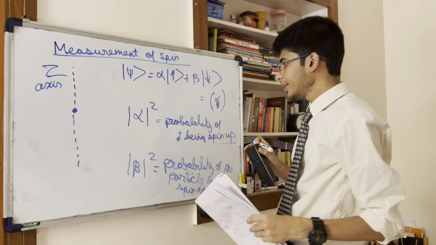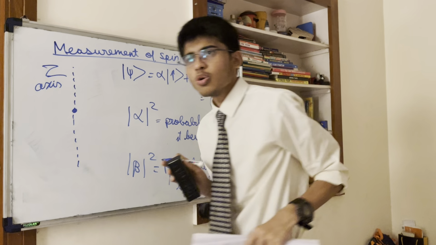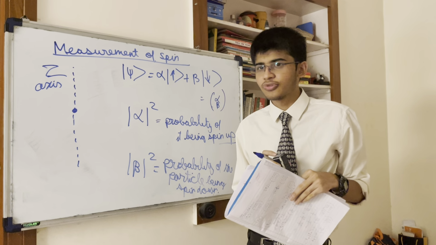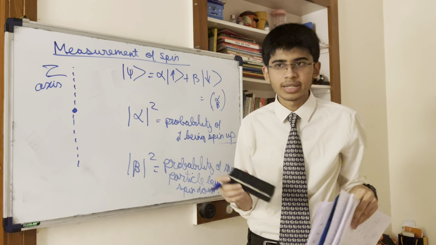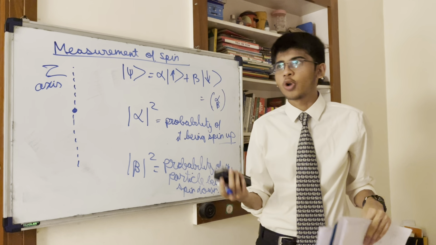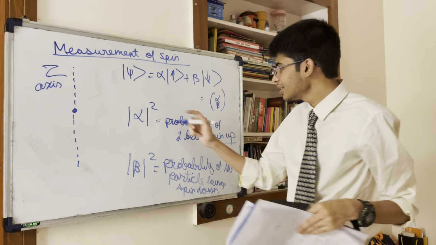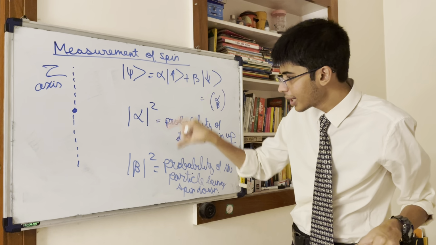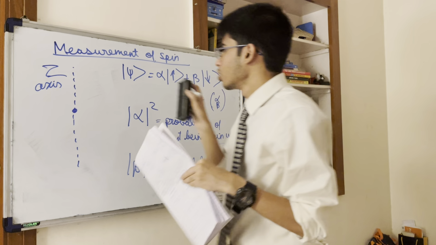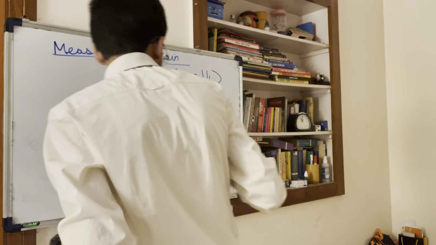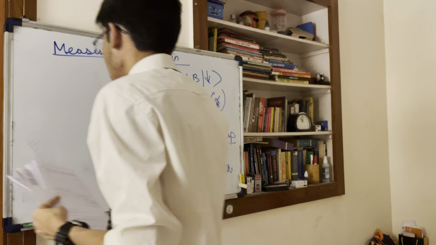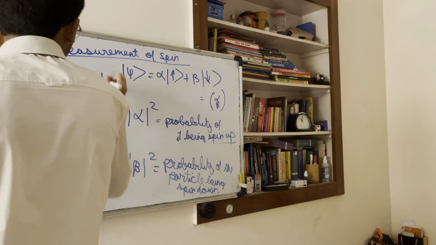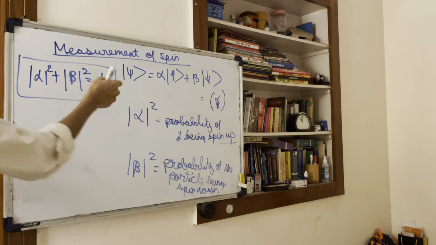Now we need to prove something. What is the maximum probability? What are the chances of something happening all the time? 100%, so we have probability equal to 1. If this is some probability and this is some probability, and either one can happen, then together they should be 1. So we can say that alpha squared plus beta squared is equal to 1. This is a very important identity.